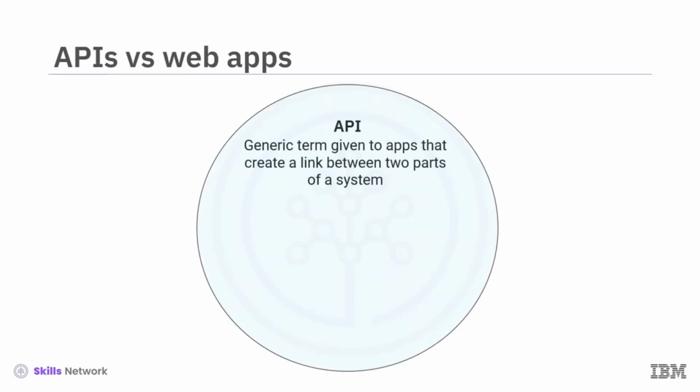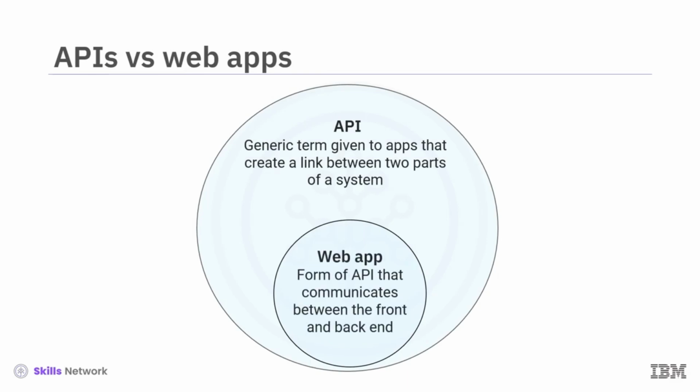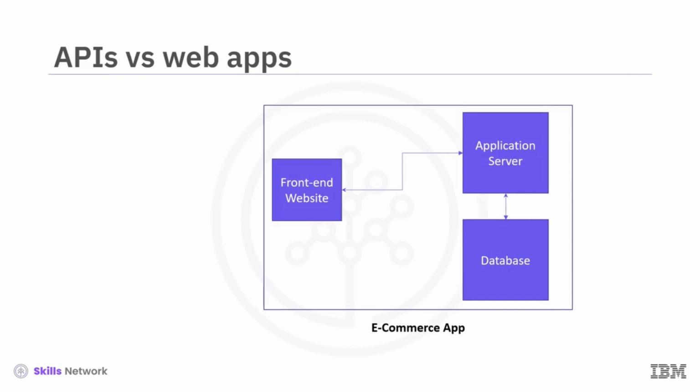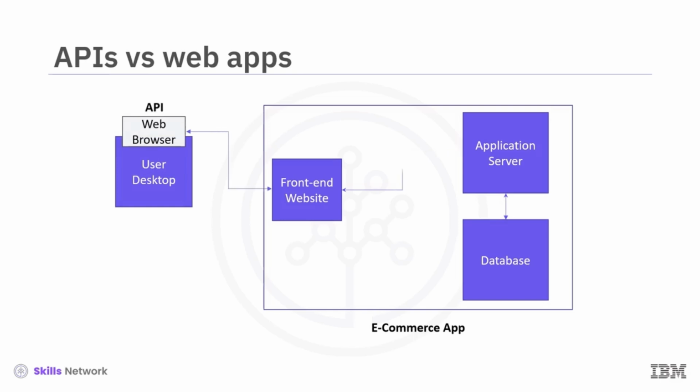API is a more generic term given to all forms of apps that create a link between any two parts of a system. Web apps are a form of API that communicate between the front end and the back end. To clarify the distinction between web apps and APIs, let's consider the example of an e-commerce shopping service. When you access the e-commerce shopping service from a browser, the browser acts as the API that connects you to the web apps. When you select a product, the web app checks the availability of the product and, if available, displays its price.